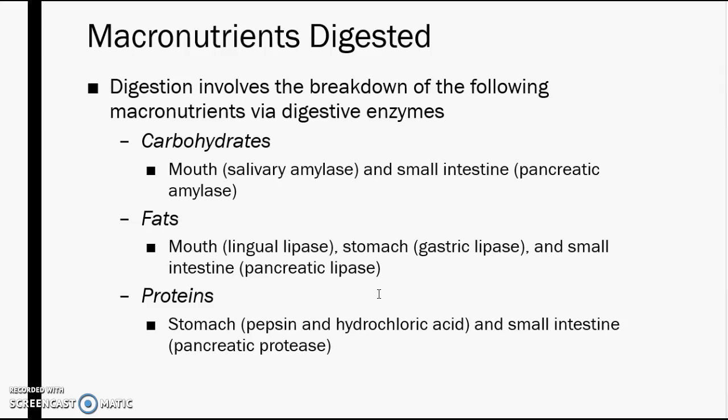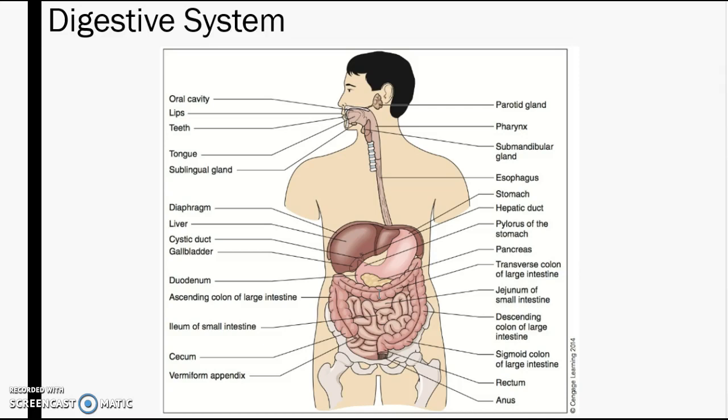Proteins are digested in the stomach with the use of pepsin and a chemical called hydrochloric acid. These help to break down food in the stomach, proteins specifically. All right, so in this image you'll see all of the organs of the digestive system labeled. I won't stay on this slide, but you have this at your disposal to explore and review your anatomy.